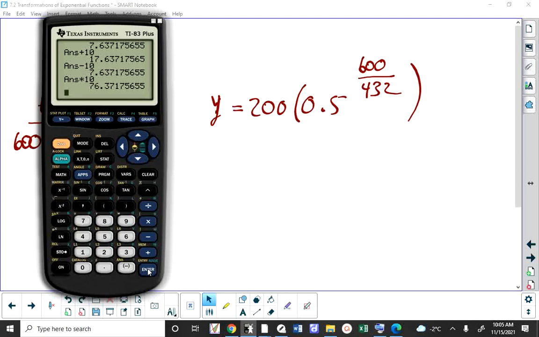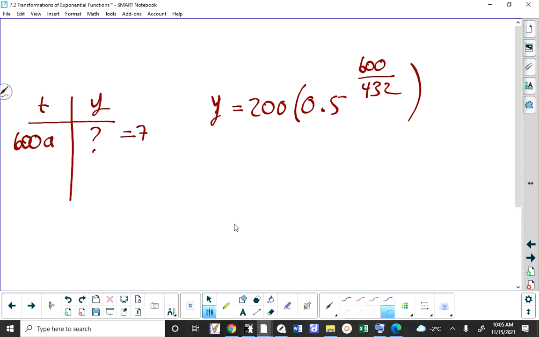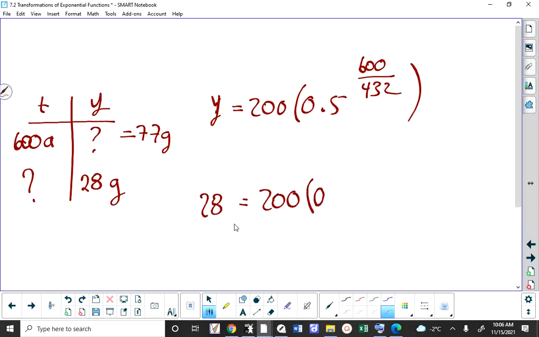If I said to you, what do we start off with? 200? How many years does it take to get down to 28 grams? Then you're going to be solving this equation: 28 equals 200 times 0.5 raised to the t over 432, which you don't know how to solve algebraically. And quite frankly, everybody, I hope that when you do learn how to solve it algebraically, you'll appreciate that it's simpler to solve it algebraically than graphically.